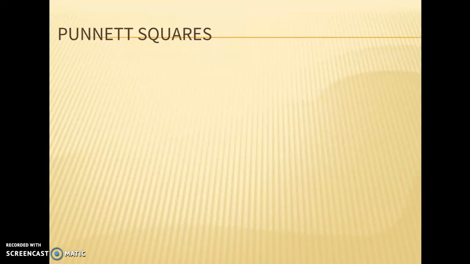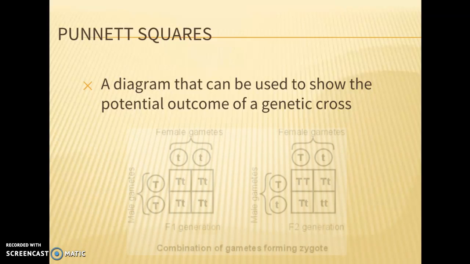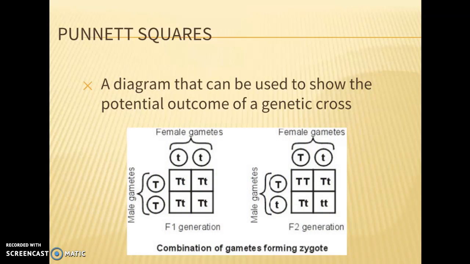Now, let's take a look at Punnett squares. I know most of you covered this probably in middle school, but it's good to go back here. Basically, a Punnett square is a diagram that can be used to show the potential outcomes of a genetic cross. And here we have an example.